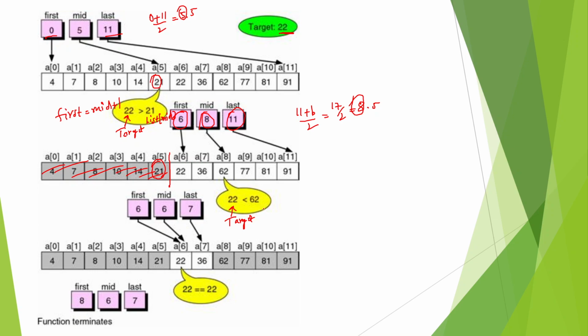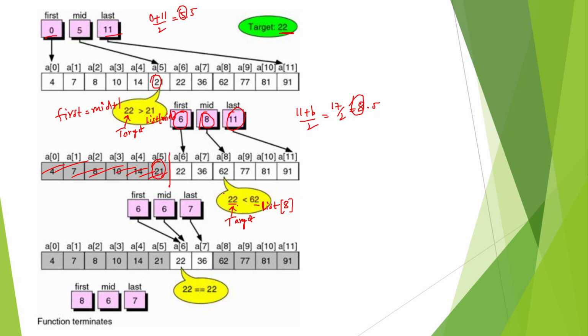And this is my list of mid. List of mid is nothing but list of 8. Here, list of 8 is 62. So 62 we are comparing with 22. Again, the target is lesser now. Target is not greater, target is lesser.